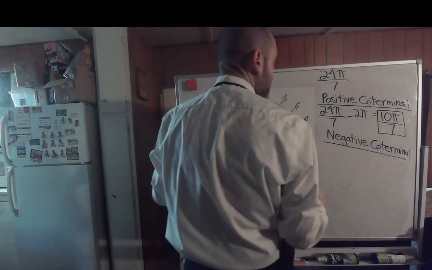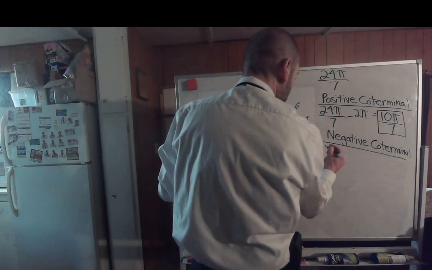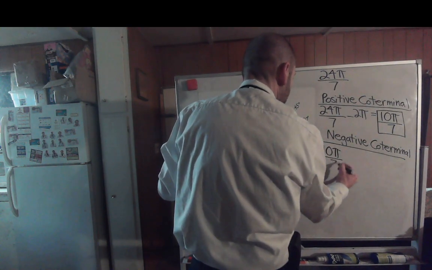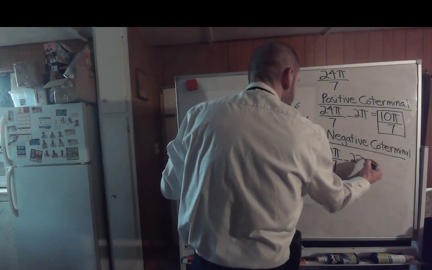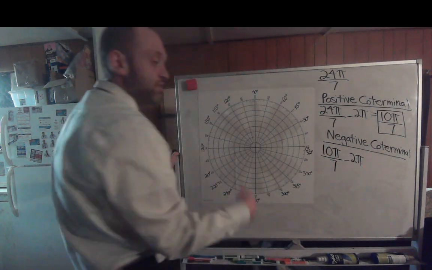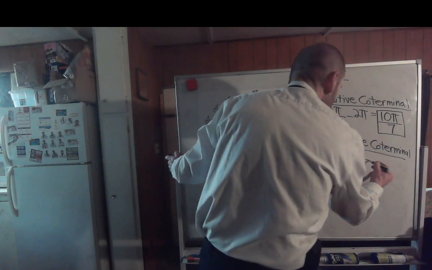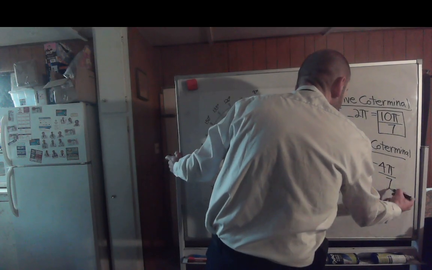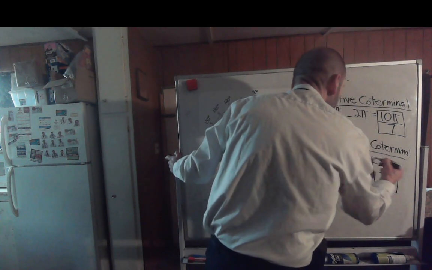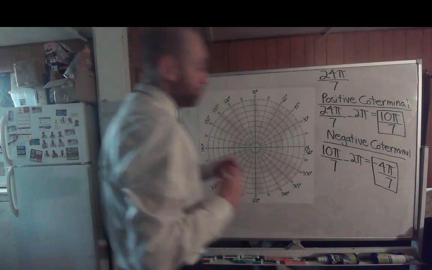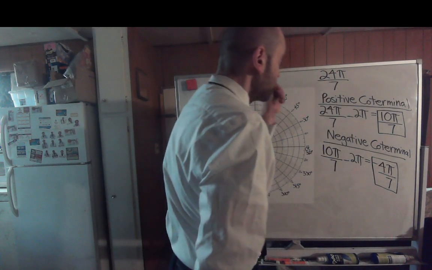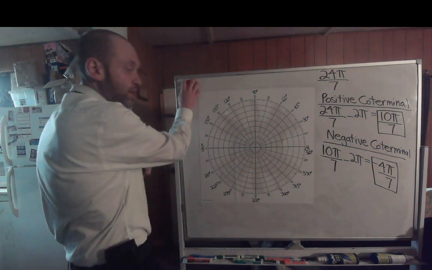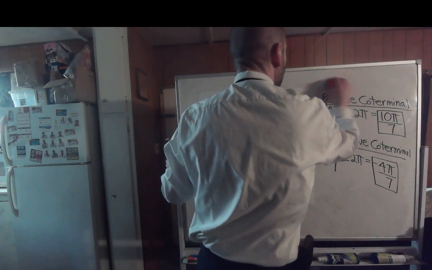Now, if I want to find a negative coterminal angle, let's take that 10 pi over 7, subtract another 2 pi. So 10 pi over 7 minus 14 pi over 7, that would give me negative 4 pi over 7. So negative 4 pi over 7 is also very much a viable negative coterminal angle. And I got one more, then we're done with the lesson.